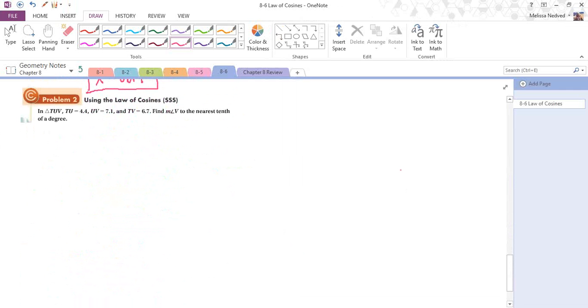It says in triangle TUV, TU is equal to 4.4, UV is equal to 7.1, and TV is equal to 6.7. Find the measure of angle V to the nearest tenth of a degree. Now, this one's going to be the exact same thing we just did in the last one. The only difference being, since I'm working with values that have a decimal point, it's going to be a little bit nastier numbers. So as always, start by drawing a picture.